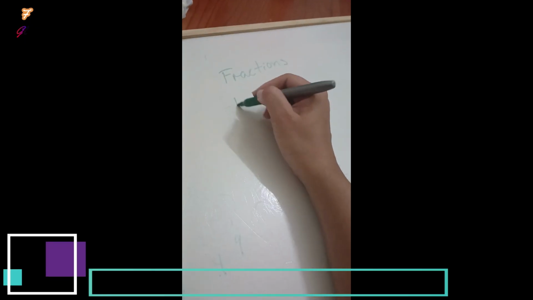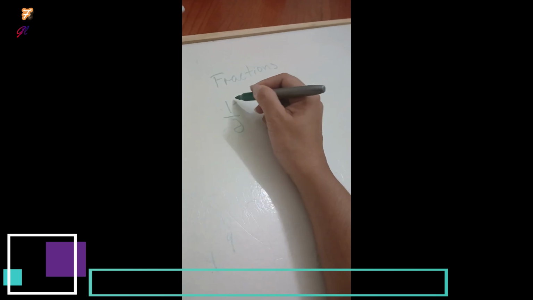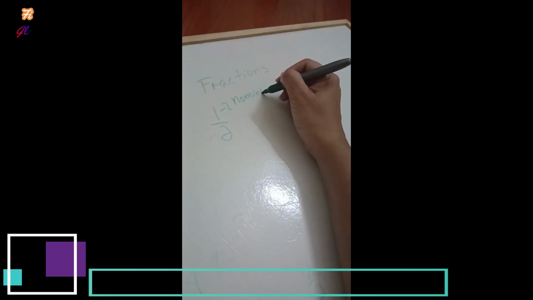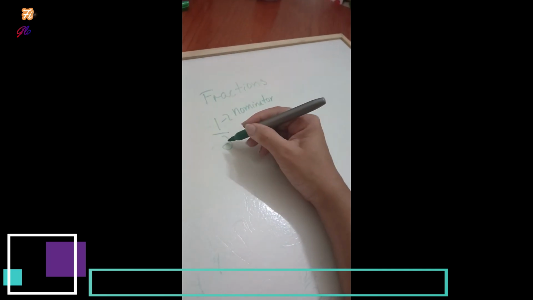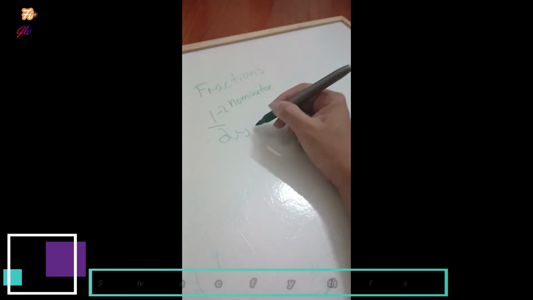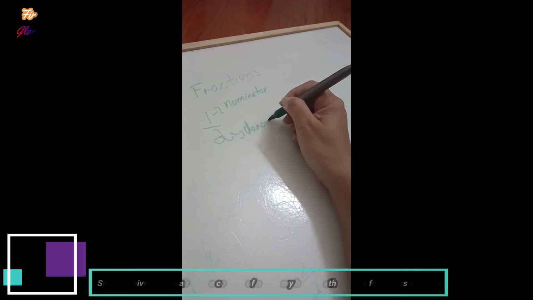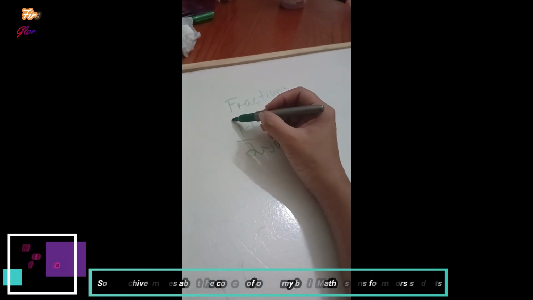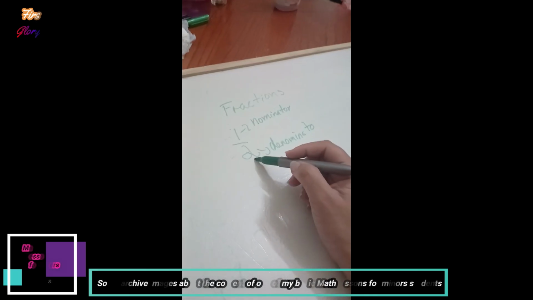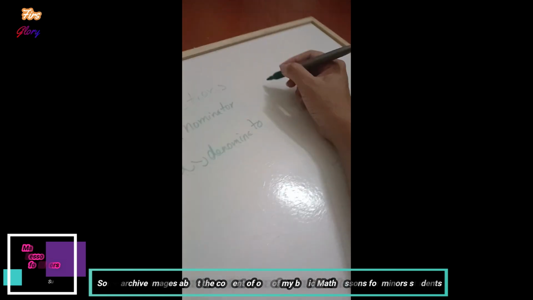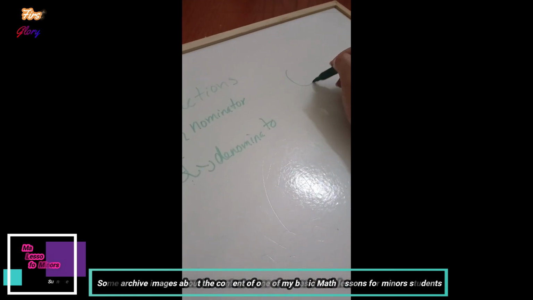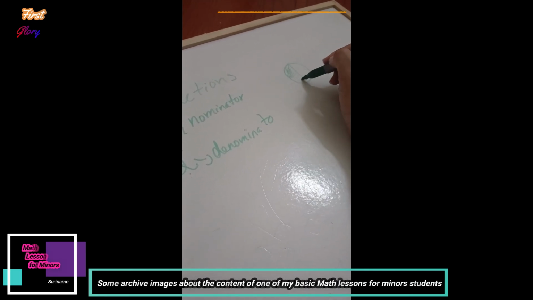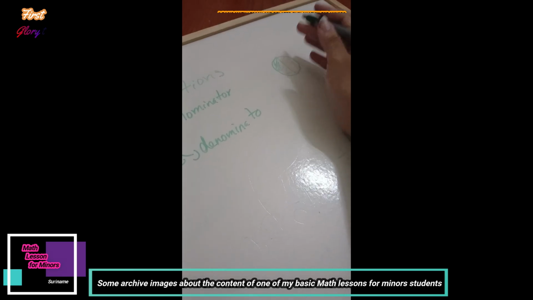In fractions, we have two numbers. The top number is called the numerator. The bottom number, we call it the denominator. The top number tells you the part, and the bottom number tells you the whole. For example, 1/2: we have 1 unit, and you take the half. 1 unit from 2, you take 1, the half.